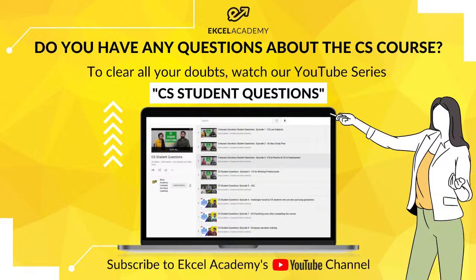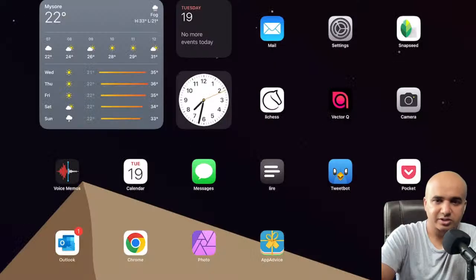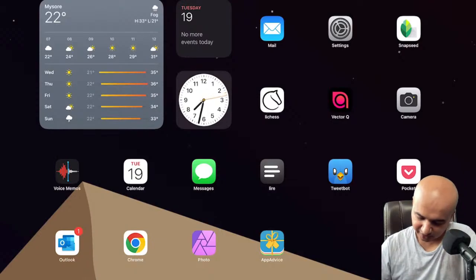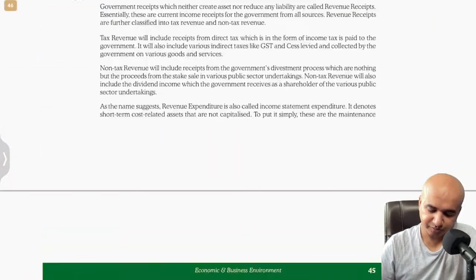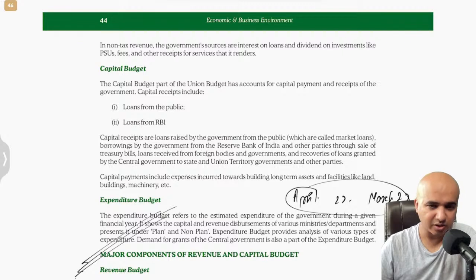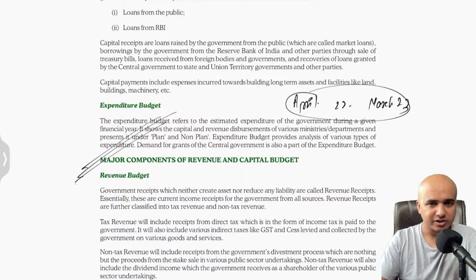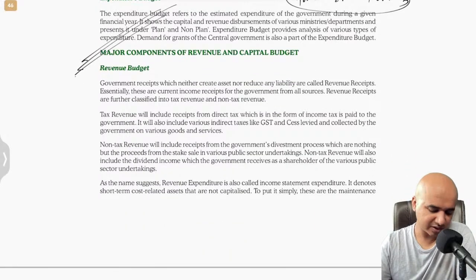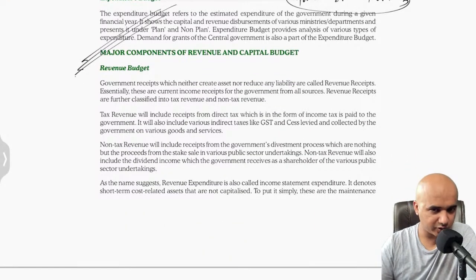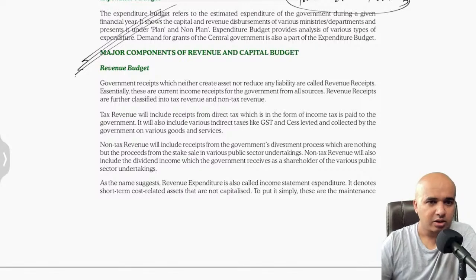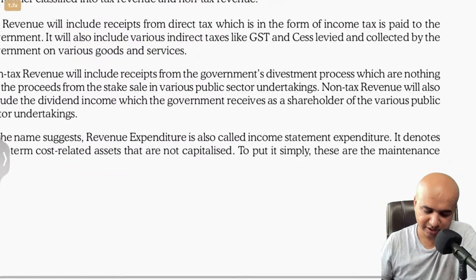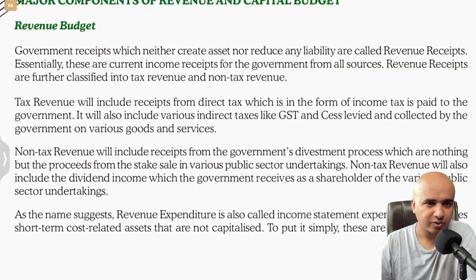Anyway, having said that, let's quickly move on to the syllabus of the day. That is the last portion of our previous chapter. Let's see what else is left. Okay, this is where we had stopped yesterday. Let's look at the major components of revenue and capital budget. Let's start with the revenue budget.